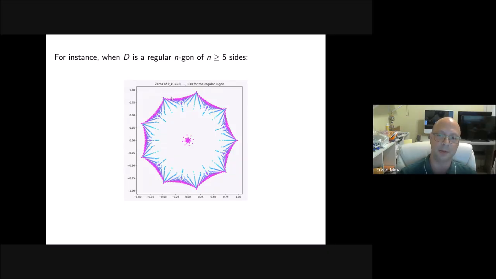And you can see this picture here where we have plotted the zeros of these polynomials from degree, say, 1 to 130. And you can see how most of these zeros are being attracted to the boundary. A few of them can stay inside, but the bulk of them is being attracted toward the boundary. And that's essentially what's going to happen every time you have a bad corner.